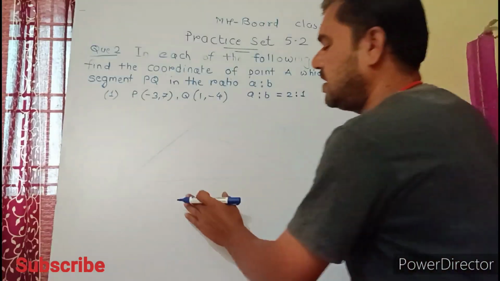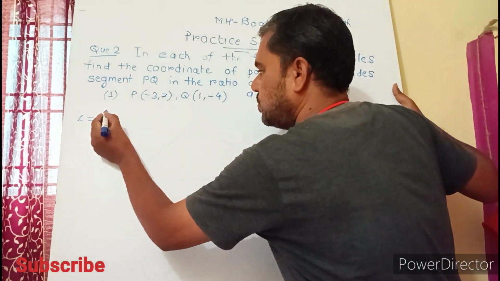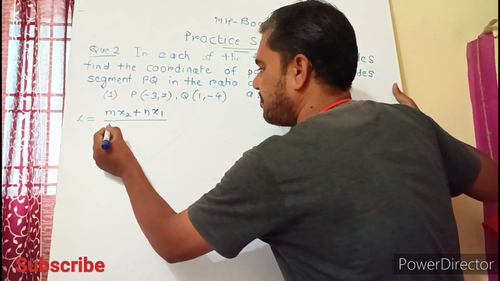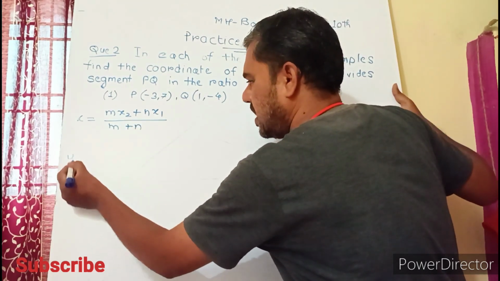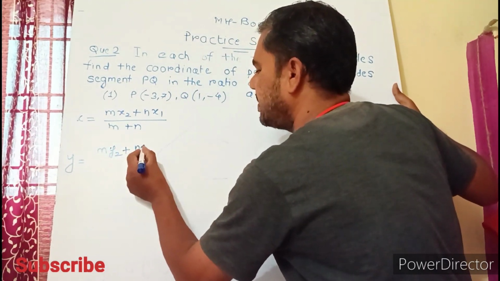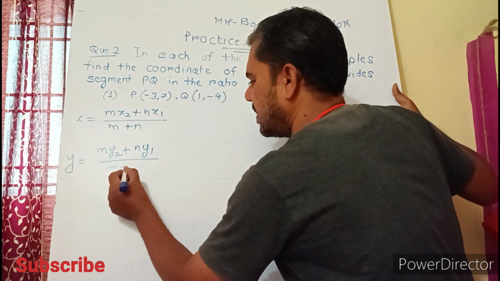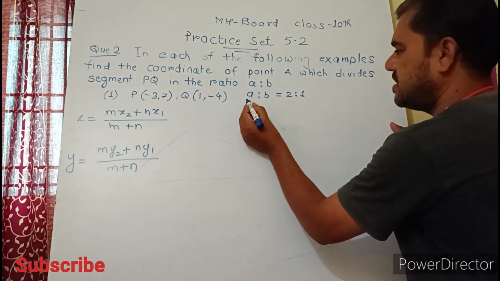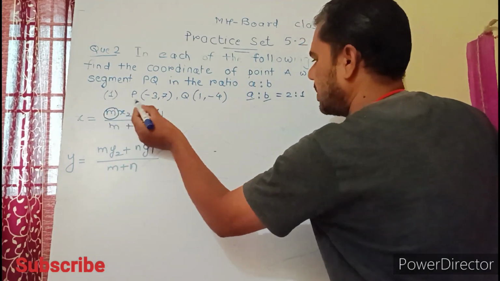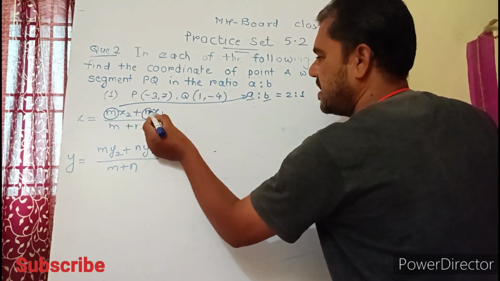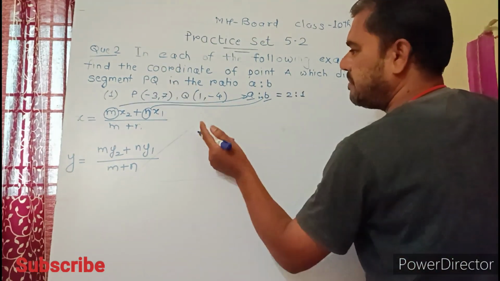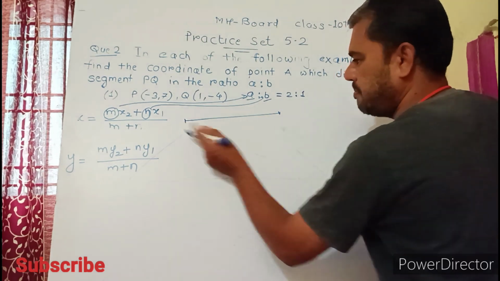We know the section formula, that is x equals (m x2 plus n x1) divided by (m plus n), and another formula for y, that is (m y2 plus n y1) divided by (m plus n). But here the given ratio is a : b, therefore we have to replace this m by a and this n by b. But another way, we can consider it as, the given segment is PQ, so consider segment PQ.